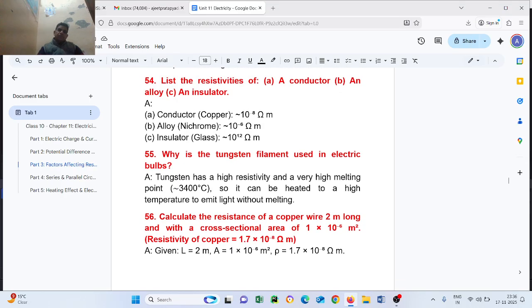Question number 55. Why is the tungsten filament used in an electric bulb? Tungsten has high resistivity and a very high melting point, 3410 degrees Celsius. So it can be heated to a high temperature to emit light without melting.